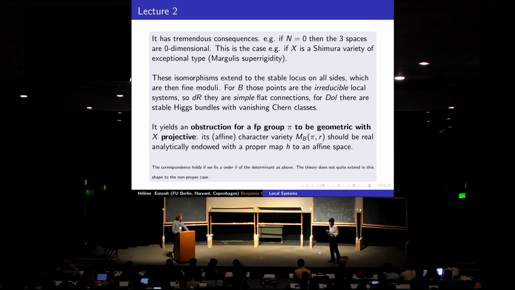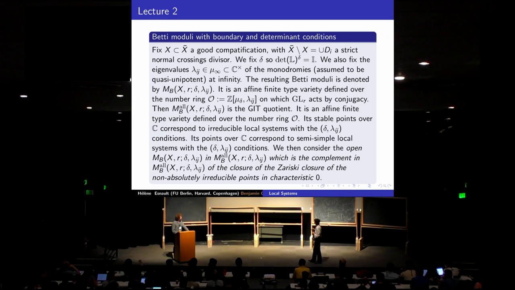But the theory in this shape, unfortunately, does not quite extend with the tools I need to the non-proper case. So we have to assume that X is projective in order to continue. So now, because of the ambition we put at the beginning to look at geometricity among all quasi-projective varieties which are smooth over C, and not only among those which are projective, we have to decorate our moduli spaces and to fix some conditions at infinity.